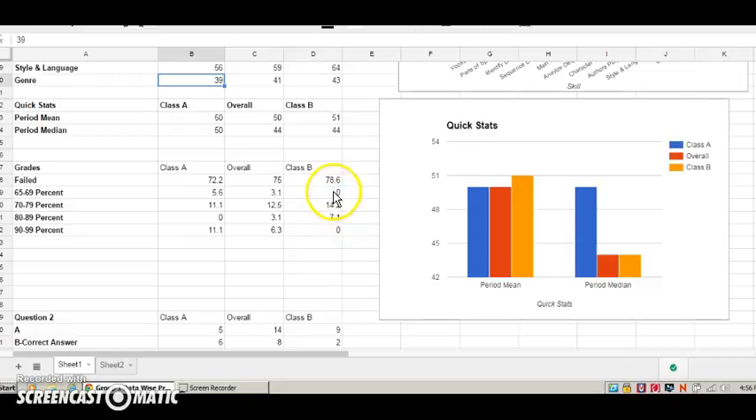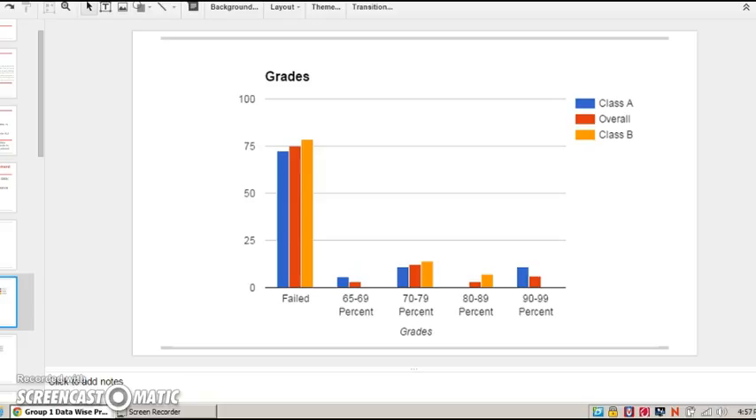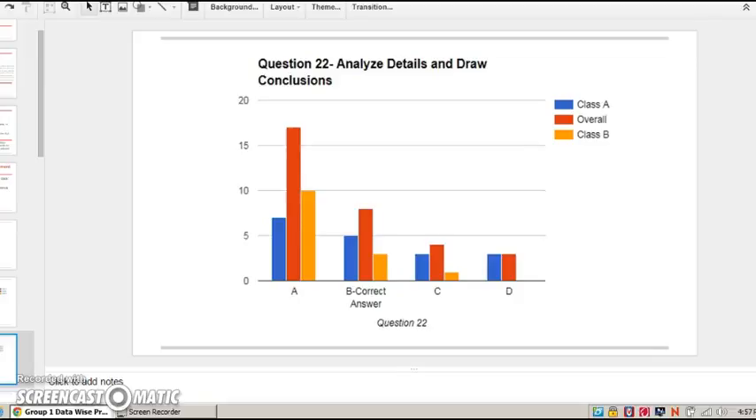You could see that 78% of Class B failed and 72% of Class A failed. So this was just an overview of the grades that each class got on the assessments. The next slide shows certain questions that the students seem to struggle with a great deal.